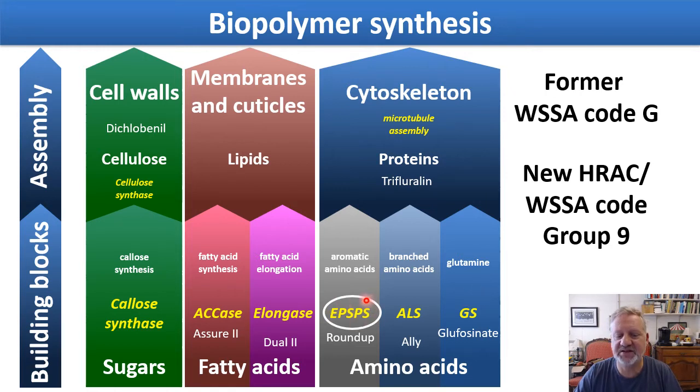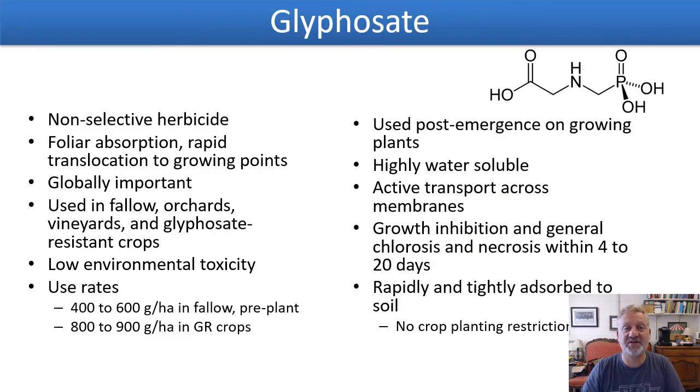So the EPSPS inhibitor, that's glyphosate, is group G, and now it's actually called group 9 according to the new classification. It's the only herbicide in this class. Glyphosate is a non-selective herbicide, and it's the most abundantly used herbicide in the world. It has rapid foliar absorption and translocation to all parts of the plant. It's used in many non-selective situations as well as in glyphosate-resistant crops. Because it's non-selective, it will kill pretty much all the plants.